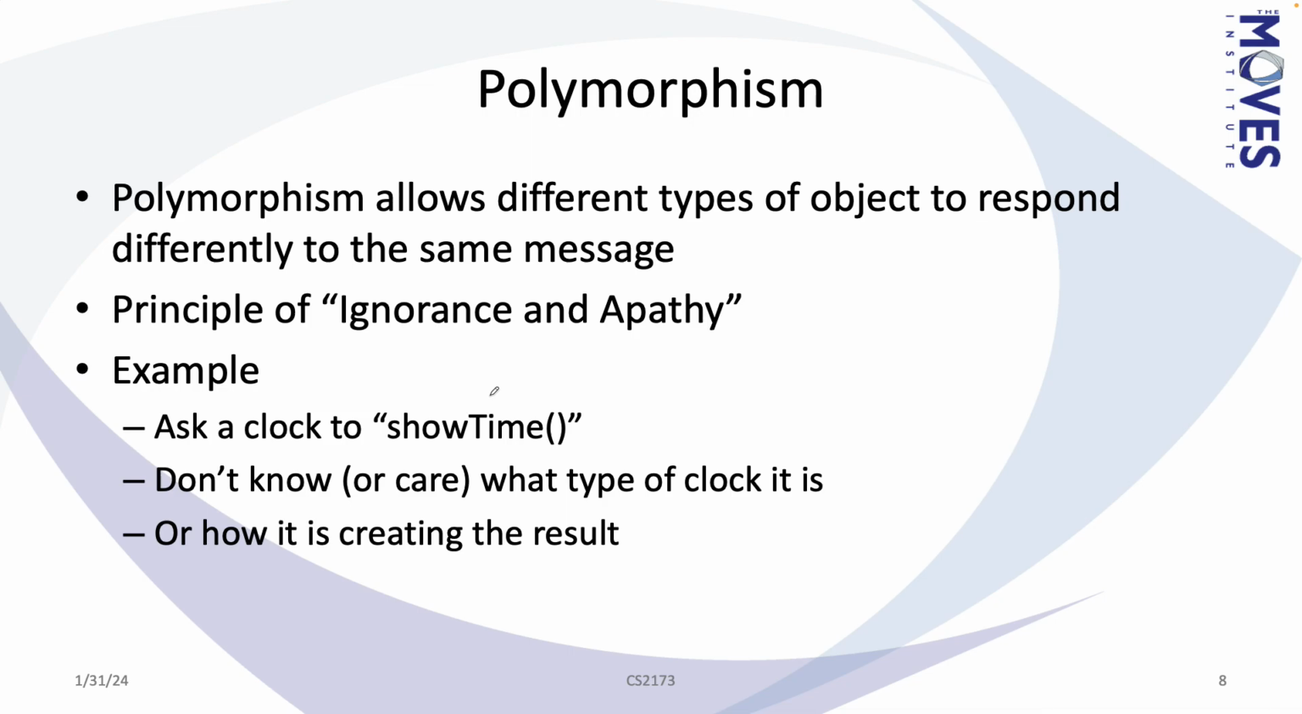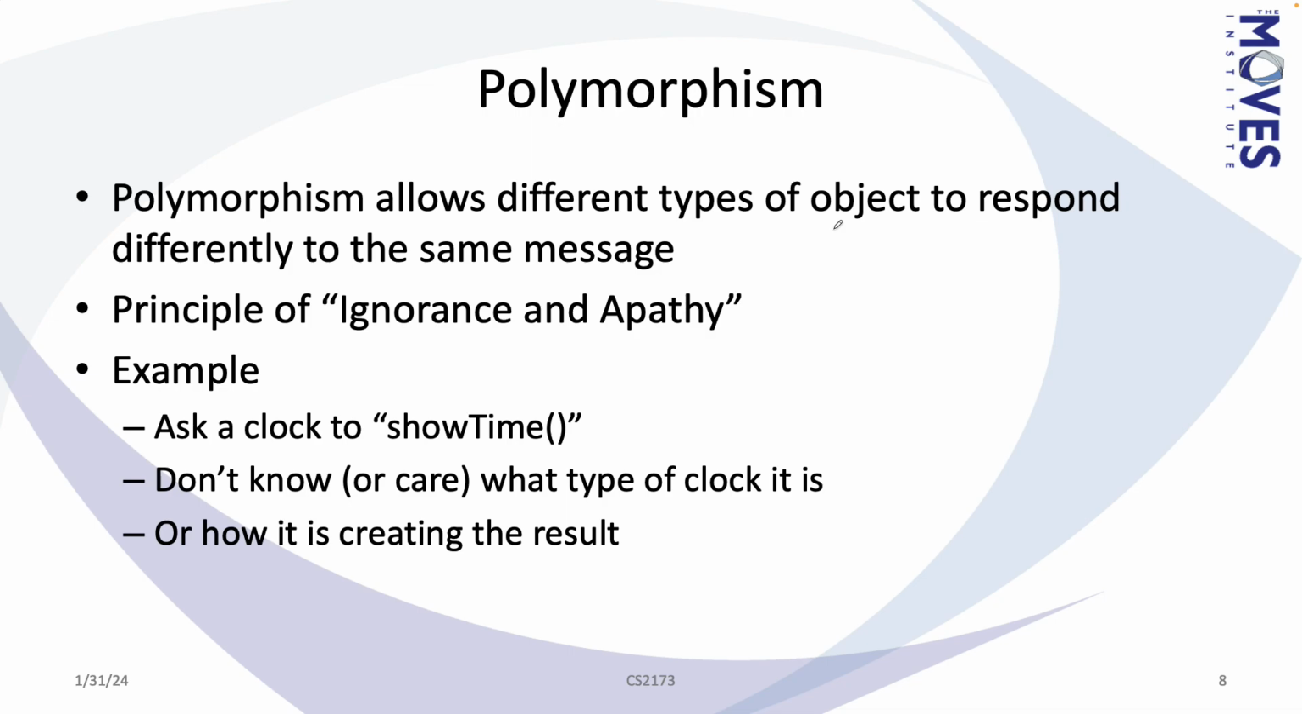So that led to the idea of polymorphism. This is what I like to call ignorance and apathy. What do you think of the problem of ignorance and apathy? I don't know, and I don't care. So this allows different types of objects to respond differently to the same message.